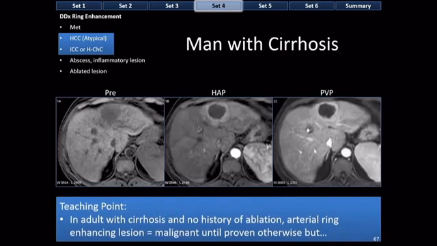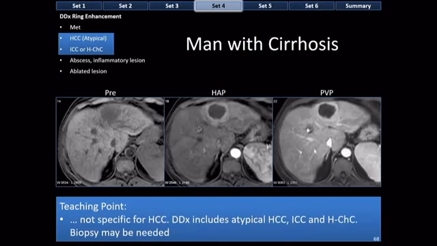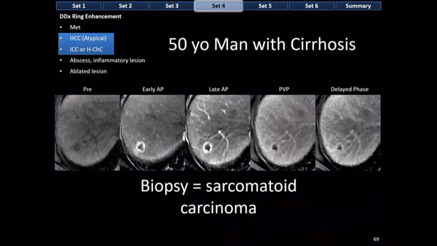So in an adult with cirrhosis and no history of ablation, an arterial ring-enhancing lesion is malignant. But, very important but, this is not specific for HCC. This could be a cholangio, it could be a hepatocholangio, and there's no way imaging can tell the difference. So this particular patient needs a biopsy, not to tell the clinician this is a cancer, but to tell the clinician whether this is a cholangio or an HCC.